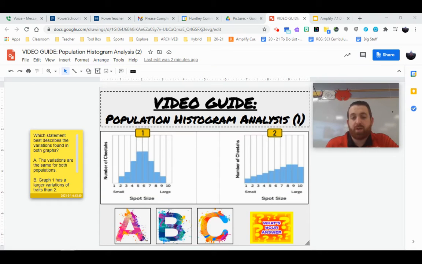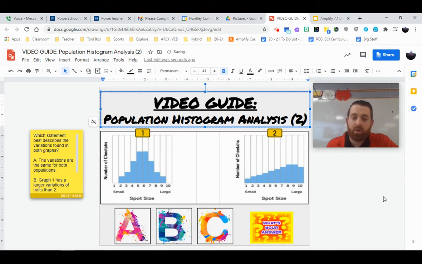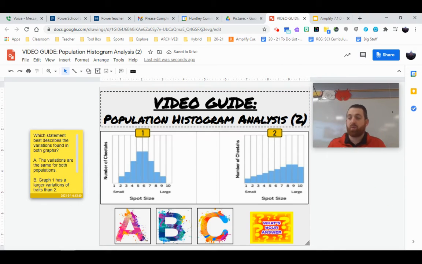Hey everybody, Mr. Regan here, and we're going to look at another example of different histogram questions that we're going to be analyzing and how we're going to be using those histograms to understand the population and what's going on with them.